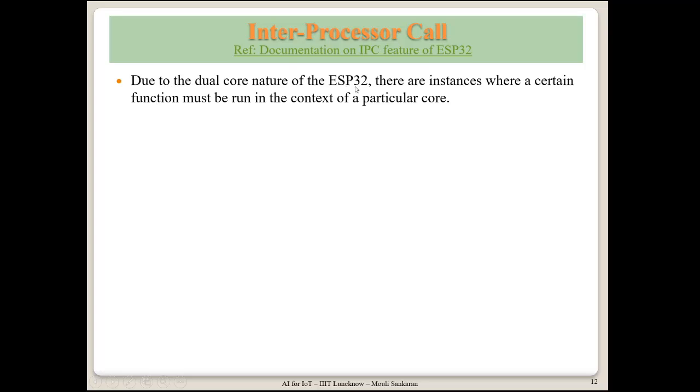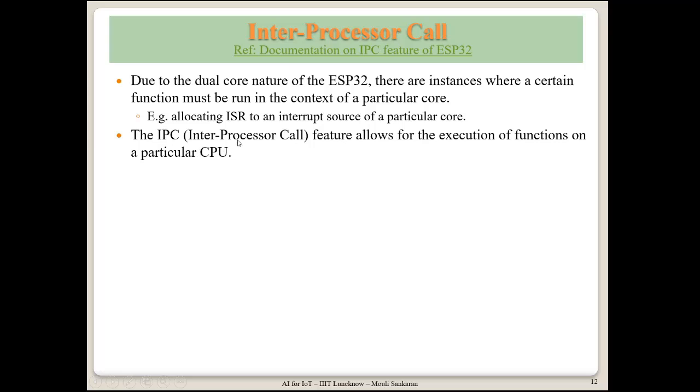Due to the dual core nature of ESP32, there are instances where a certain function must be run in the context of a particular core. It has to be run in a particular core, a function. Maybe allocating an ISR to an interrupt source of a particular core. You want to run that ISR only in that core. So you can do it by interprocessor call. It is another function call.